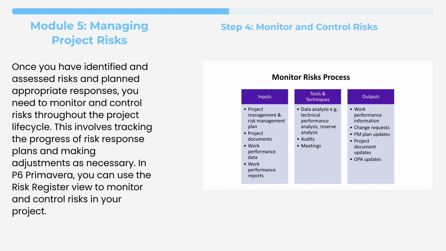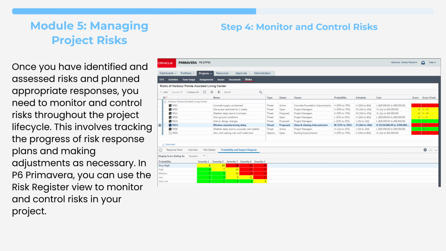Once you have identified and assessed risks and planned appropriate responses, you need to monitor and control risks throughout the project lifecycle. This involves tracking the progress of risk response plans and making adjustments as necessary. In P6 Primavera, you can use the Risk Register view to monitor and control risks in your project.